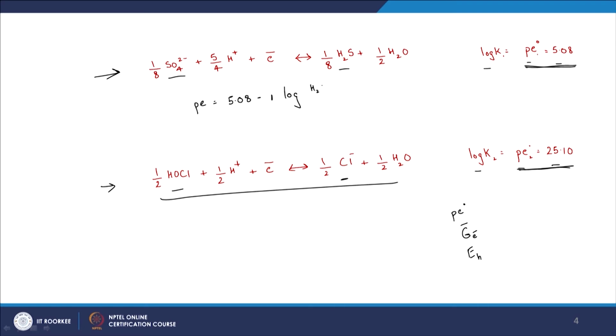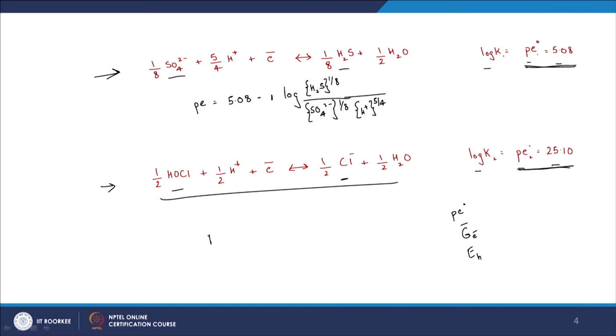So, H2S to the power of 1 by 8, divided by SO4 2 minus raised to the power of 1 by 8, and obviously because we have H plus here too, we need to consider H plus to the power of 5 by 4, let us say, right.